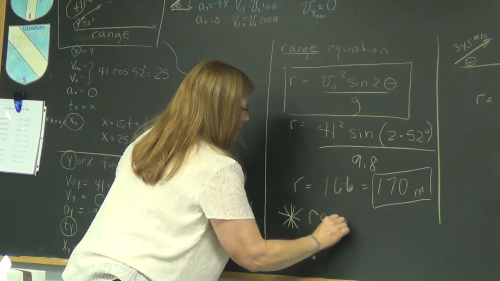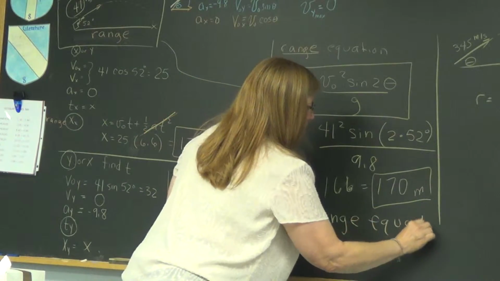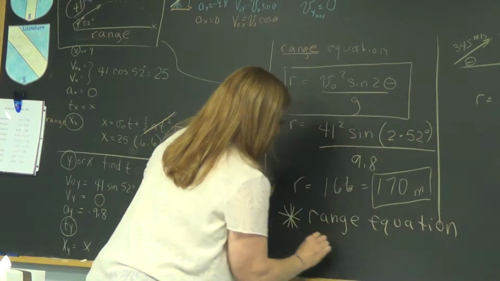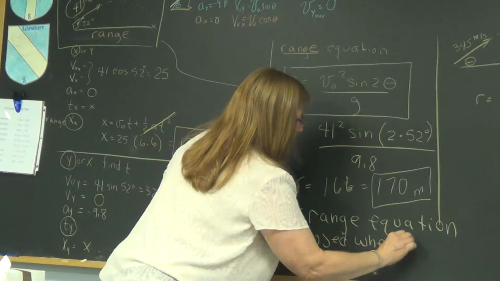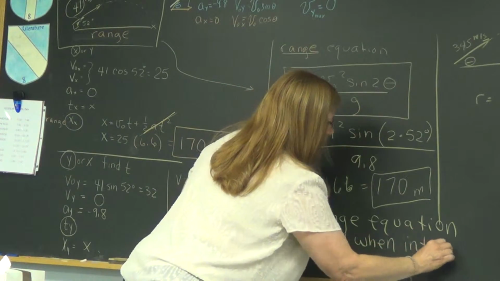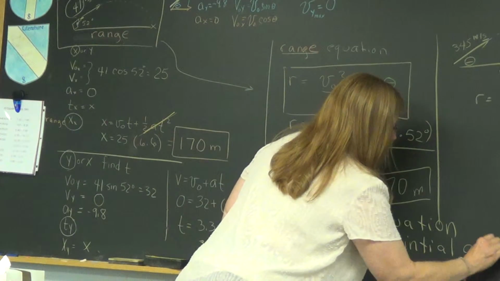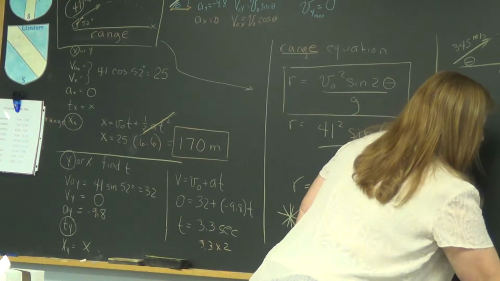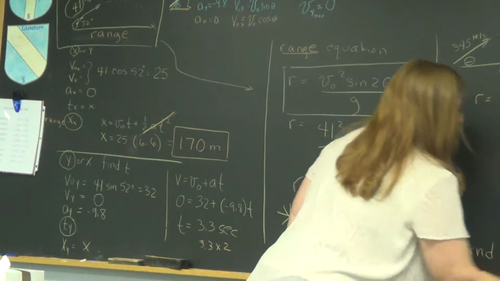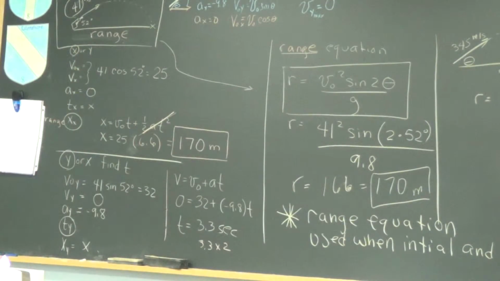Range equation used when initial and final height are the same. Initial and final height are equal. I put some symbols in so it would fit. Is that clear? It has to start at the same height that it ends.